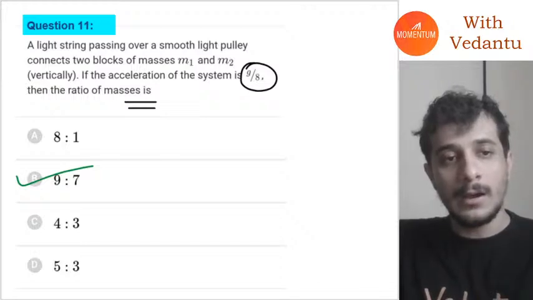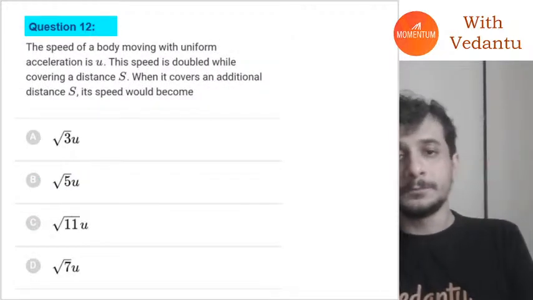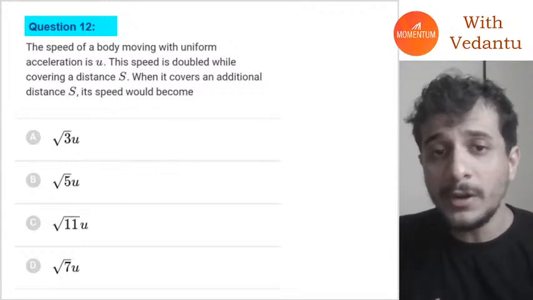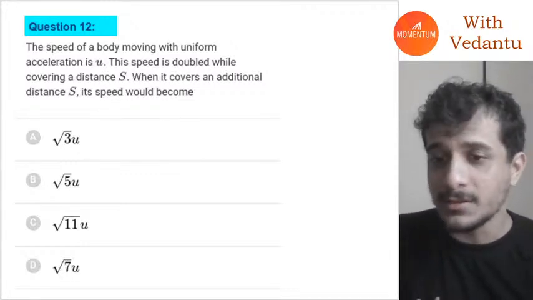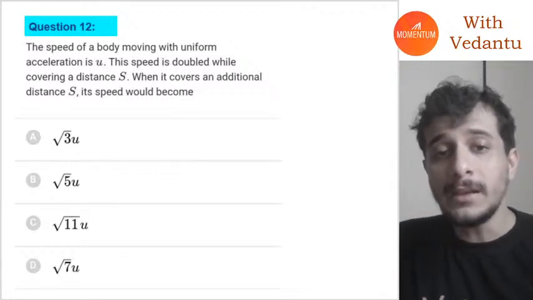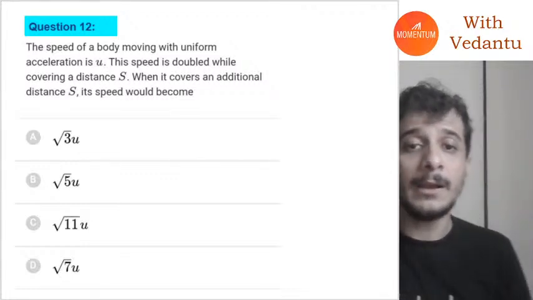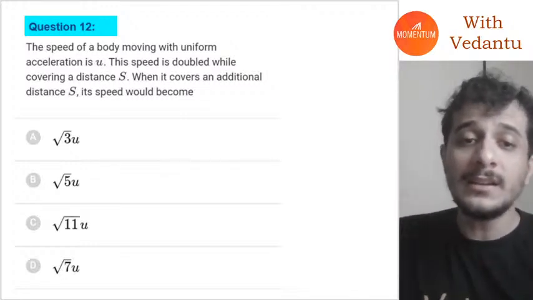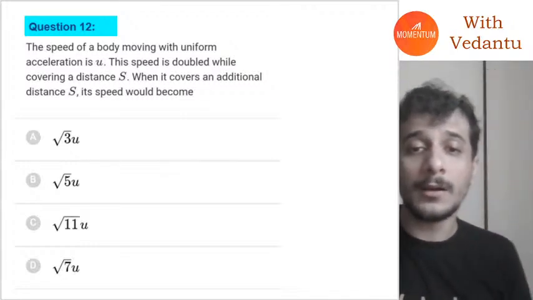There's no issue here. Now, question number 12, guys. The speed of a body moving with uniform acceleration is u. If the speed is doubled while covering a distance s, when it covers an additional distance s, its speed will become what?